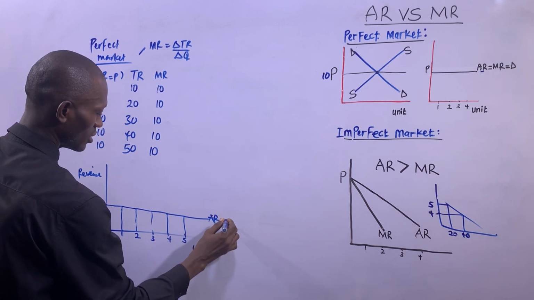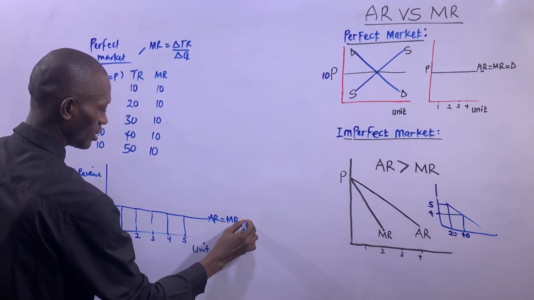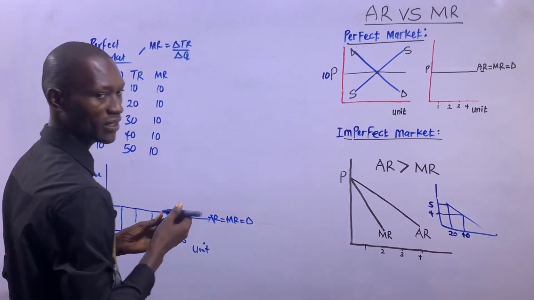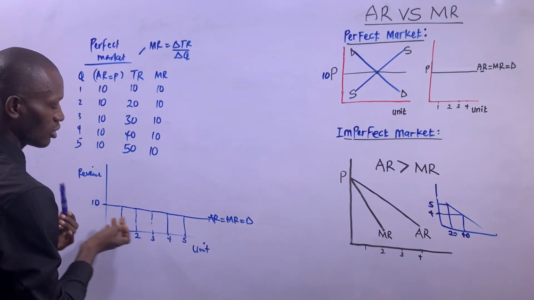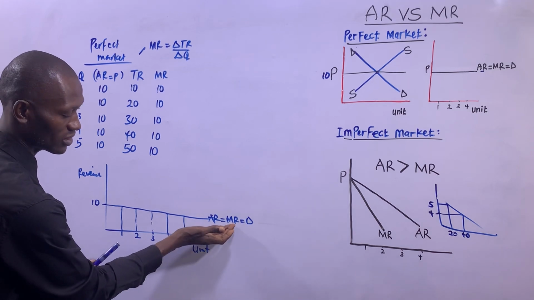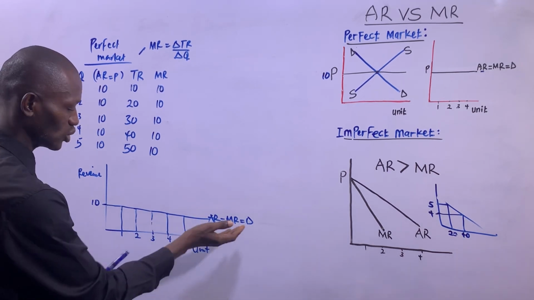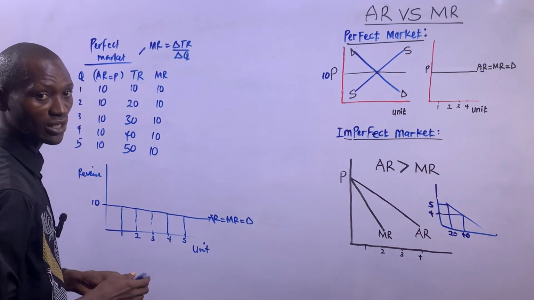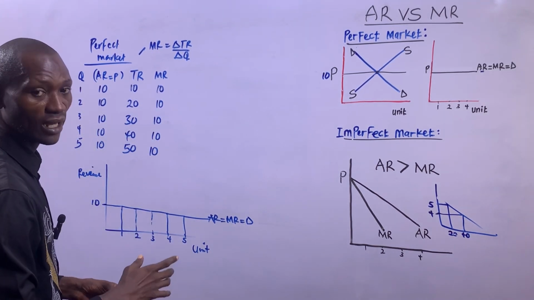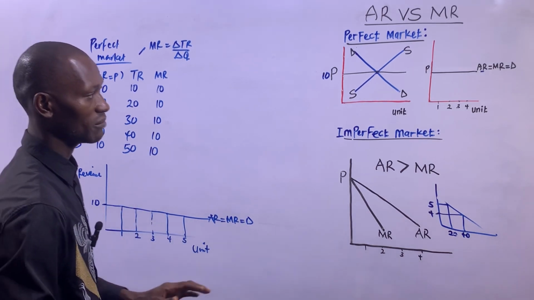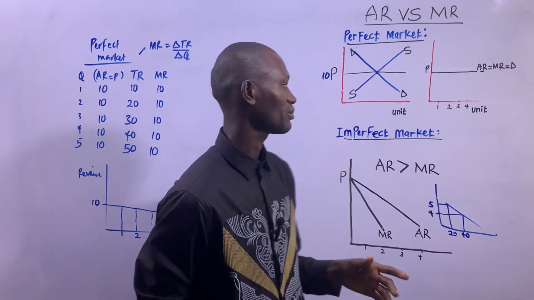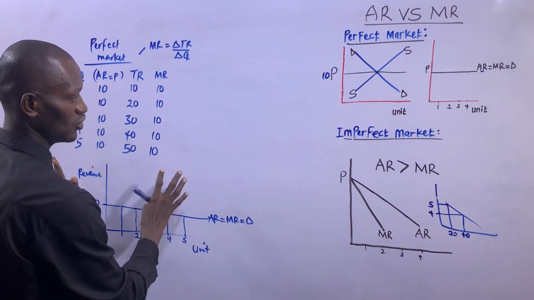So we have average revenue equal to marginal revenue. This is the demand curve facing a firm in a perfect market. The same curve is for the average revenue, and it is the same for marginal revenue, because marginal revenue coincides with the average revenue. So the demand curve, the average revenue, and the marginal revenue are the same. Look at this, they're the same. This is basically what you have for a firm in a perfect market. I hope this is understood with respect to the perfect market.